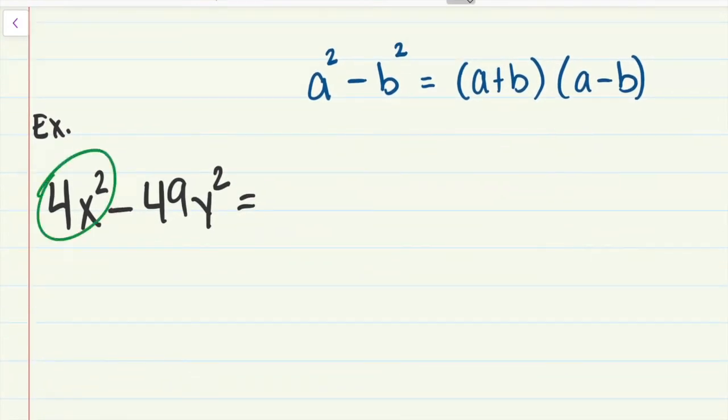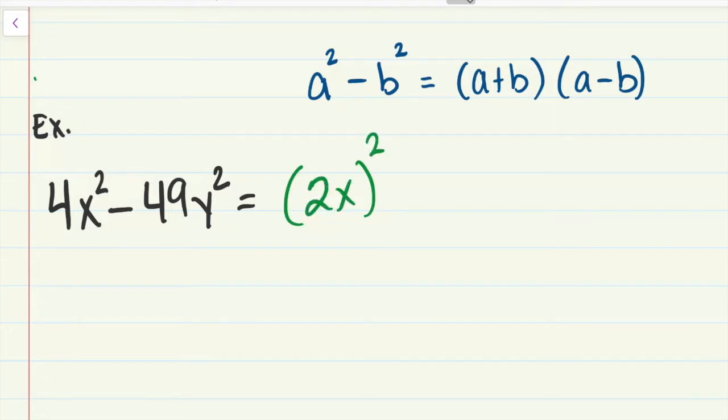Remember, the x is already squared, but you want the whole thing to be squared. So what can you do? You can actually put a 2x to the second power. Isn't it the same thing as 4x squared? Yeah, because 2x times 2x is this. So same thing on the other one, minus. Well, that y is already squared, and the 49, you can square it by saying 7y to the second power.